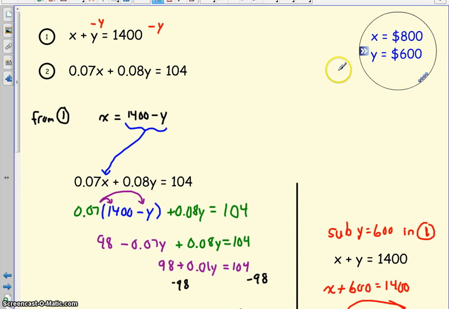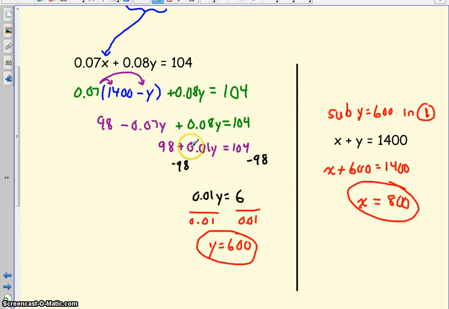Okay, so first things first, check your answer. You should have gotten $800 for x, $600 for y, which means in your conclusion you're going to write that they invested $800 in the first mutual fund at 7%, and the $600 in the second mutual fund at 8%.